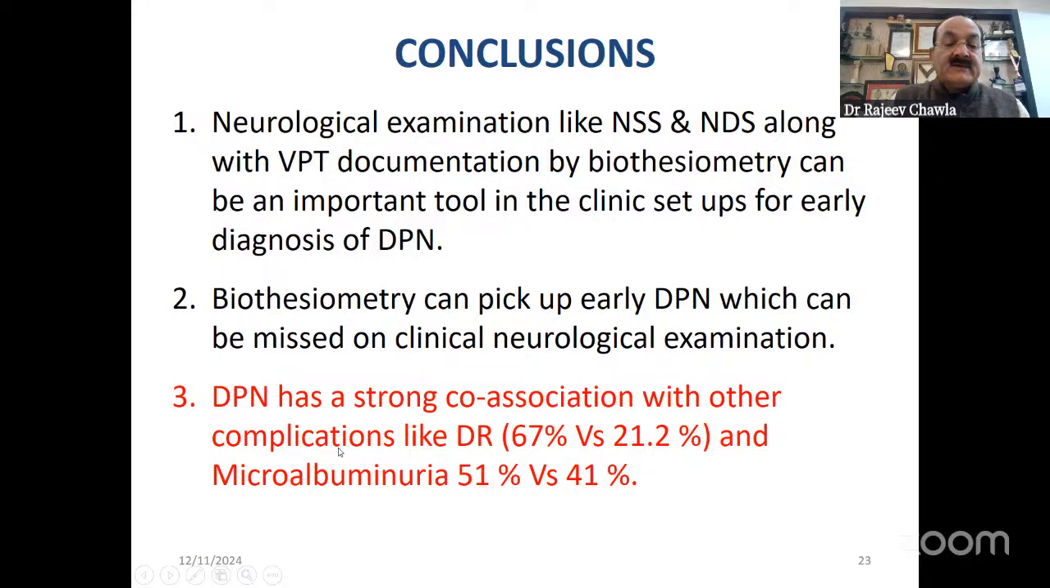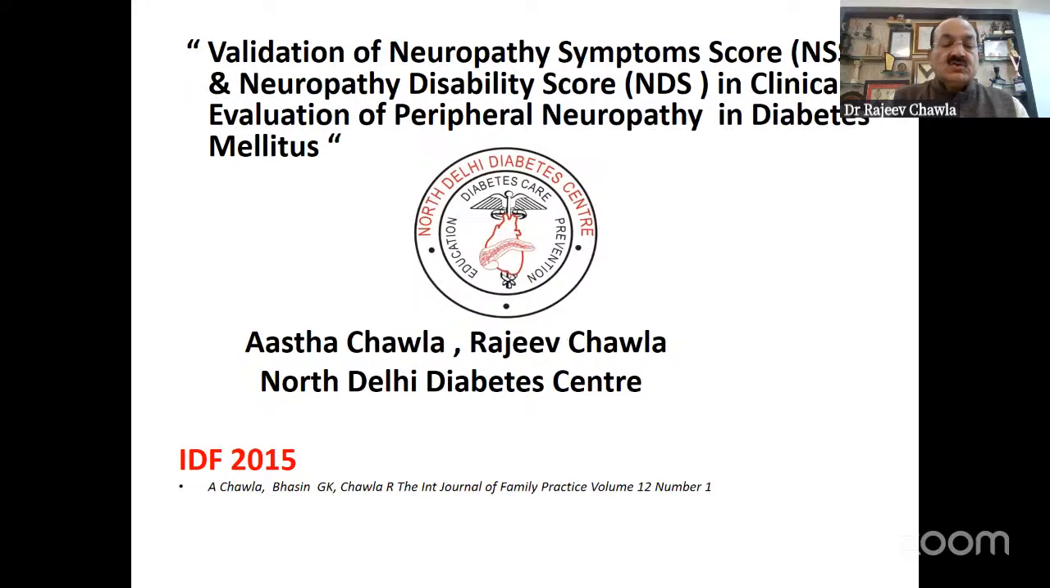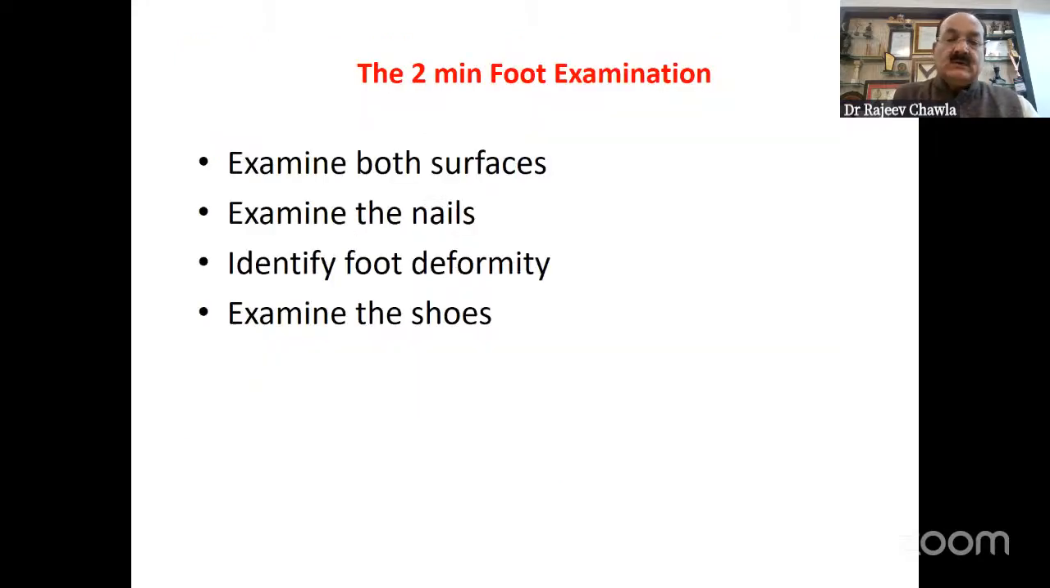It can have long-term implications, because if you have peripheral neuropathy, the chances of having retinopathy are very, very high. It is 67% versus 21% in those who had normal NSS, NDS. The chance of getting microalbuminuria is much higher if you have a positive NSS NDS score. So based on our own studies over 10 years, we did the validation of this score, and we presented this at IDF 2015, and subsequently we got it published also.